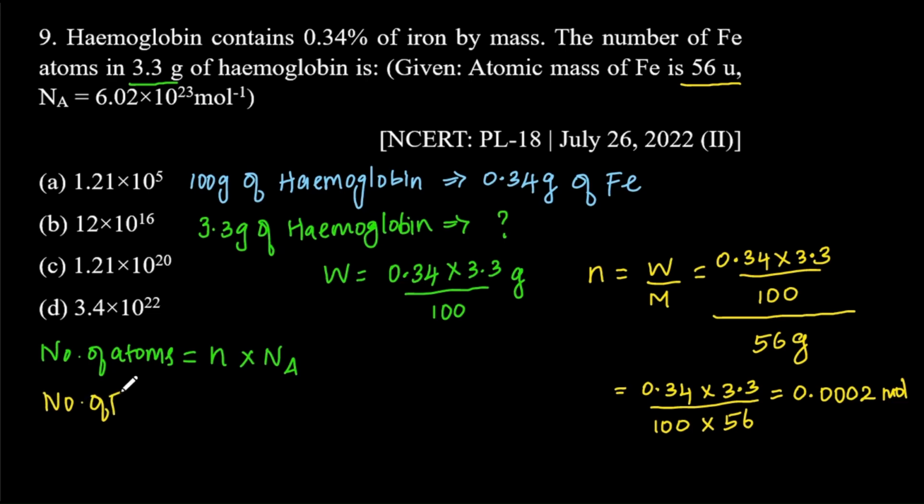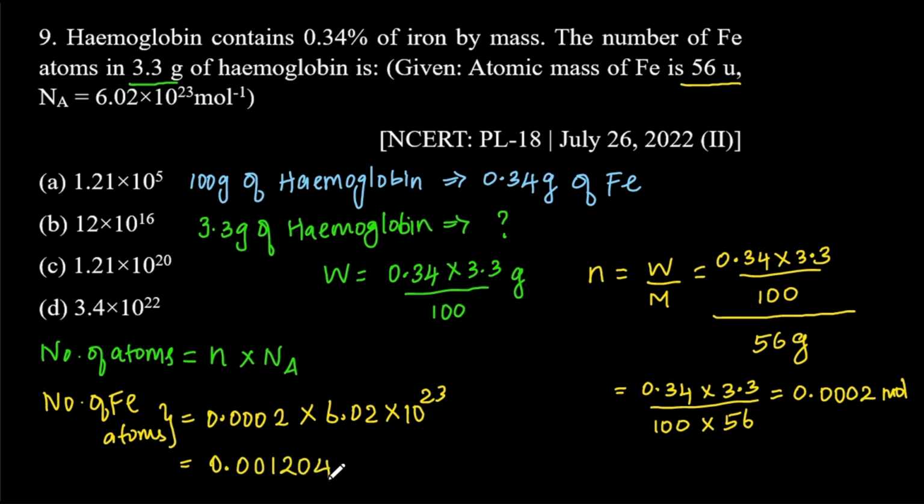Now with this number of moles you can find the number of atoms. So the number of Fe atoms is equal to number of moles, 0.0002, into Avogadro number, which you should take as 6.02 into 10 power 23. So here you will get the answer as 0.001204 into 10 power 23. Now you have to bring the decimal point after 1. So if you move the decimal point 3 places, you will get the answer as 1.204 into 10 power 20 atoms. So this is the answer. So you have to check the correct option. Only in option C you are having 1.21 into 10 power 20 atoms. So option C is the correct answer.